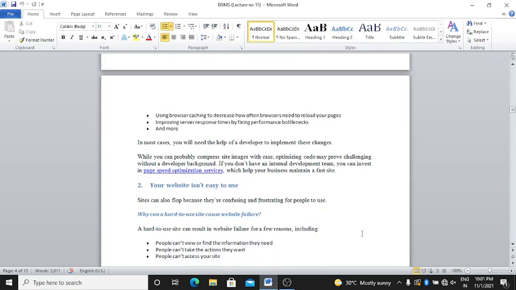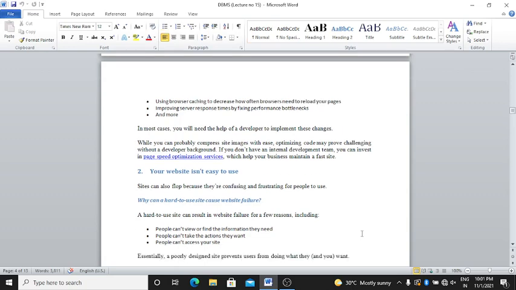Second one is your website is not easy to use. Then the site can also fail because it's confusing or frustrating for people to use. Why can a hard to use site cause website failure?